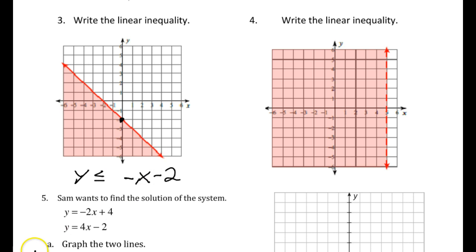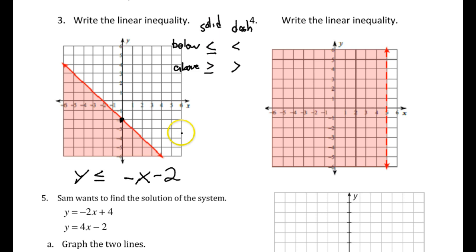So there's a chart that we made that looks kind of like this. These two are solid, and these are solid and dashed. These are both shaded below, and these are shaded above.